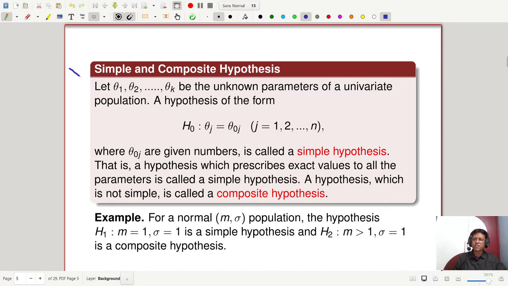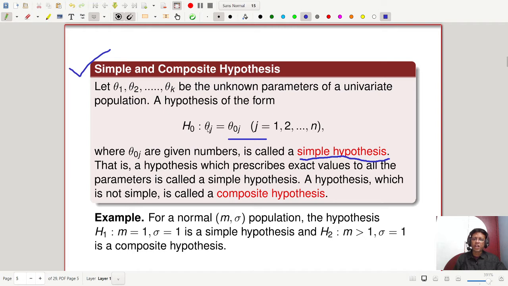Now I will define simple hypothesis and composite hypothesis. A simple hypothesis is a hypothesis which specifies the population completely. So let theta 1, theta 2, up to theta k be the unknown parameters of a univariate population. A hypothesis of the form H0: theta j equal to theta naught j, where theta naught j are given numbers, for j equal to 1 to k, is called a simple hypothesis.